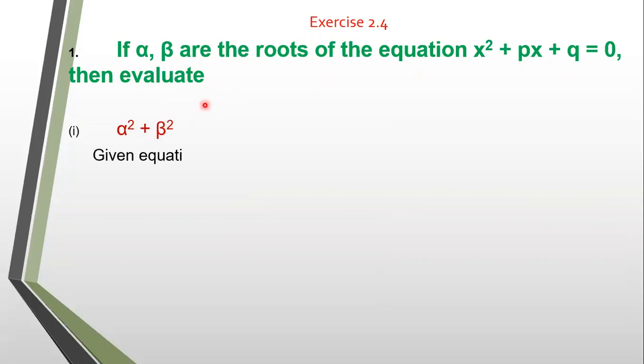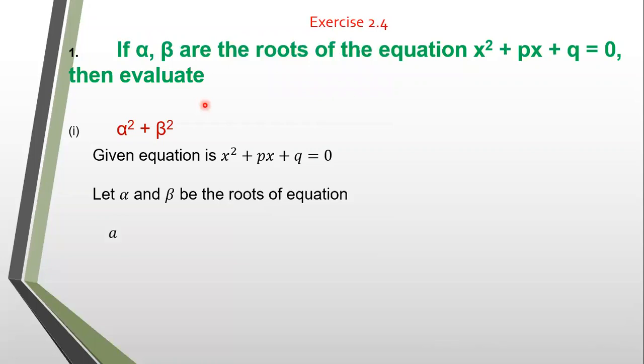Given equation is x square plus px plus q is equal to 0. Let alpha and beta be the roots of the equation. Then a is equal to 1, b is equal to p, c is equal to q.